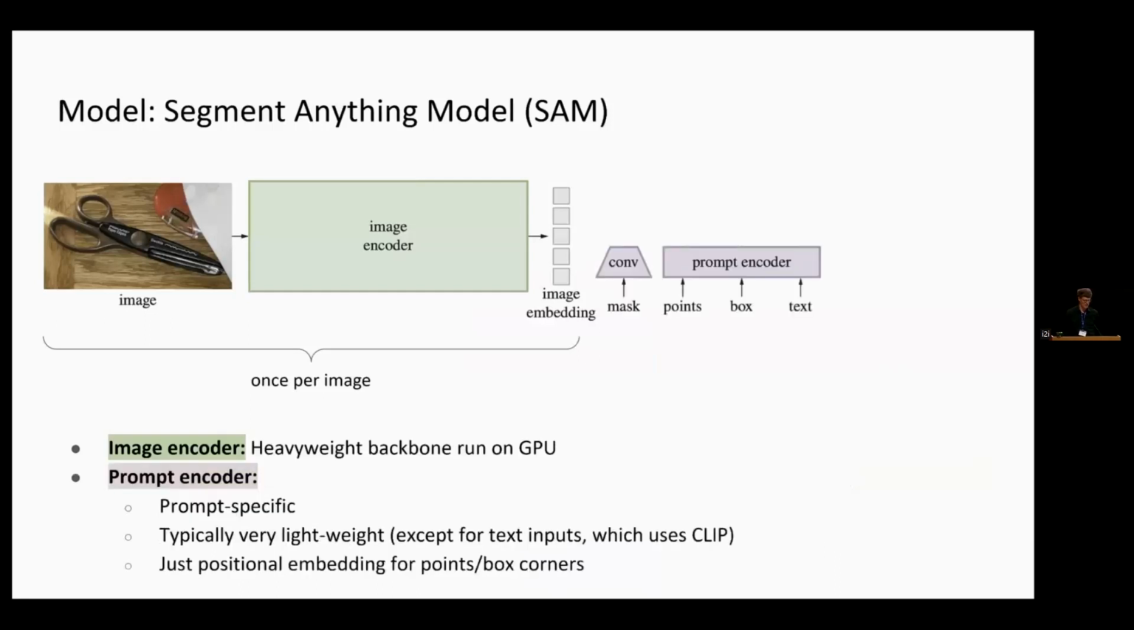Okay, so the next step is to encode the prompts. And this has to be done differently for every prompt, because they're each unique. But the basic idea is that it should be fairly lightweight most of the time. The exception is text, where we use something much heavier, but this is kind of a special case I'll talk about at the end. And in this case, it's very lightweight. It's like that for points and boxes.